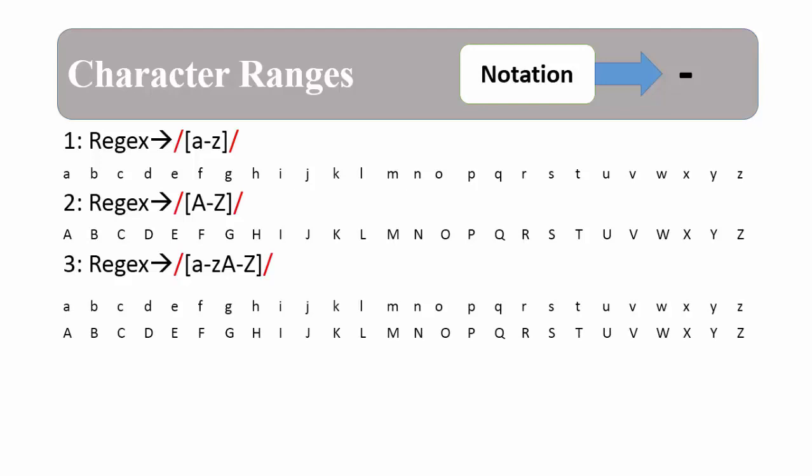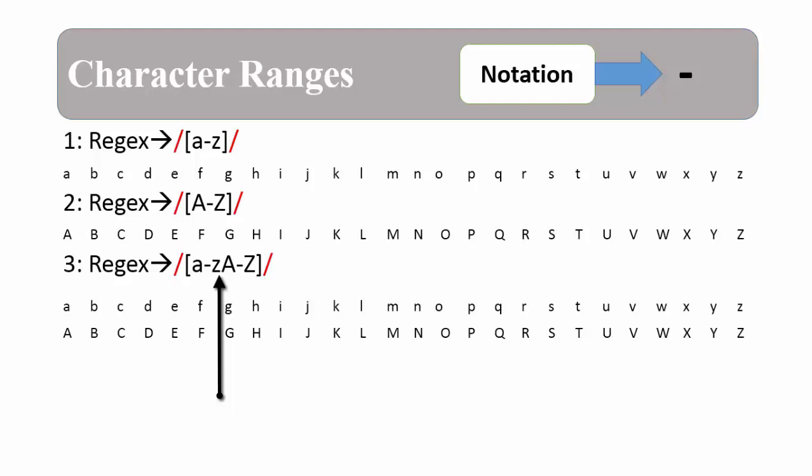Now one important thing to notice here: I didn't put a dash between lower z and capital A. Why? Because there is no range from lower z to capital A. There are only two ranges, from lower a to lower z and from capital A to capital Z. That's why I didn't put any kind of dash between lower z and capital A.